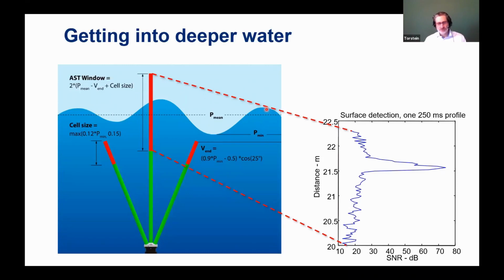So this is what our signal typically looks like. And you can see here on the horizontal axis, we have signal to noise ratio, and this is distance. And when we have such good signal to noise ratio, we're able to get very high resolution of where the surface is, down to sub-centimeter resolution. So it becomes a very accurate way to measure waves.